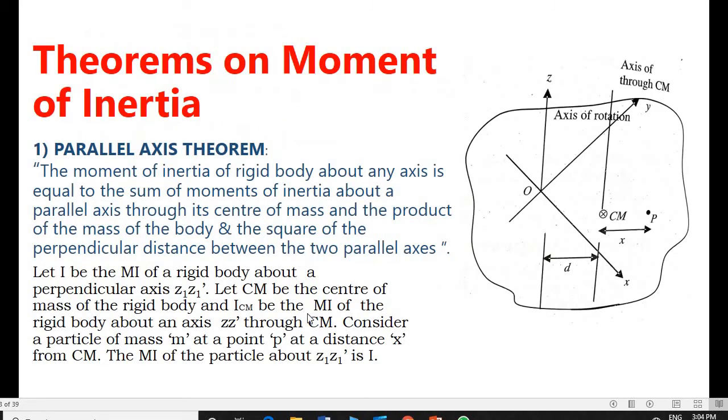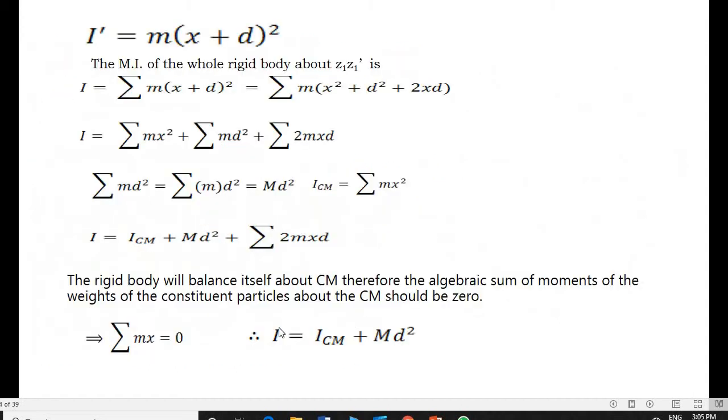Therefore, the moment of inertia of a rigid body about any axis is equal to the sum of the moment of inertia about a parallel axis through its center of mass, and the product of the mass of the body and the square of the perpendicular distance between the two parallel axes. Hence, the parallel axis theorem is proved. That is I is equal to ICM plus MD square.